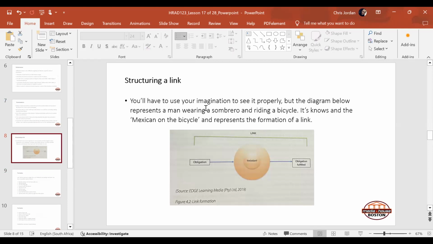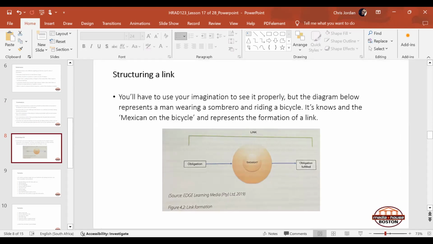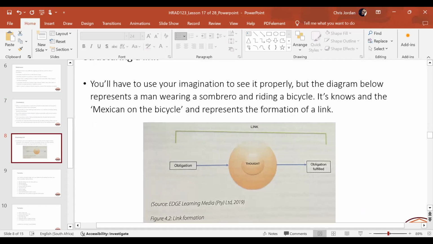Okay. So structuring a link, and then we'll go to a video. You'll have to use your imagination to see it properly, but the diagram below represents a man wearing a sombrero, right over there, and riding a bicycle. It's known as the Mexican on the bicycle and represents the formation of a link. I just want to zoom in a little bit. You'll see it in the textbooks at figure 4.2, link formation. So have a look. Very, very simple, because I want to simplify it in the beginning so that you can understand.